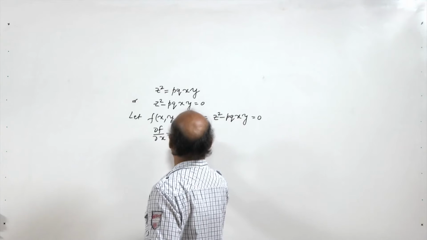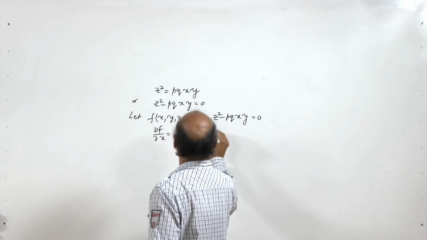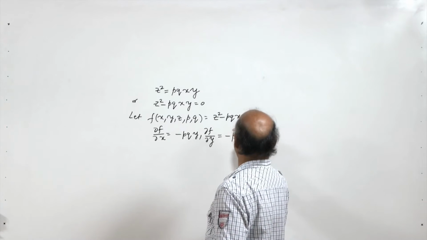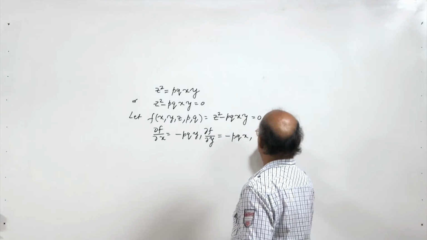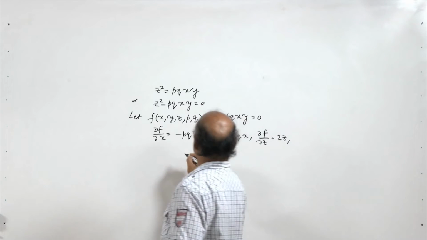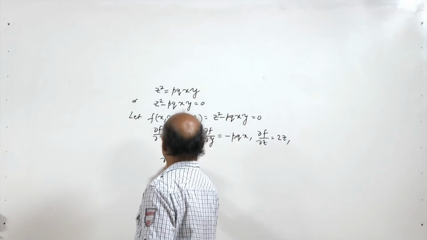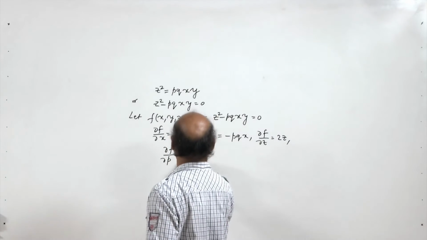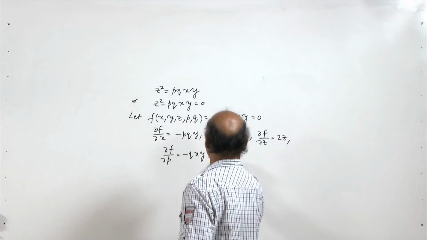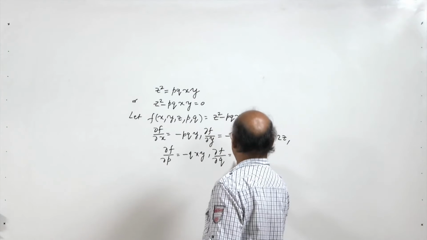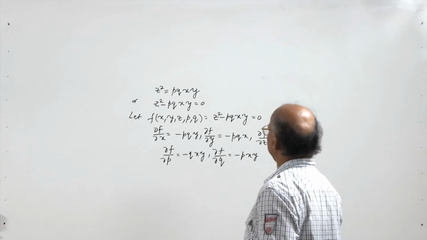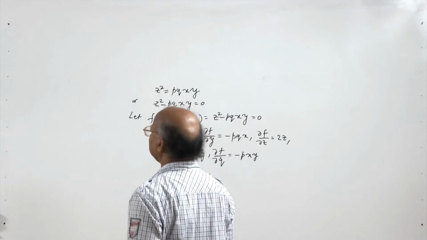This is minus p q y. Partial derivative with respect to y we can find, which is minus p q x. Now partial derivative with respect to z is 2z. Partial derivative with respect to p comes out to be minus q x y, and lastly partial derivative with respect to q comes out to be minus p x y. So once we have the values of these five partial derivatives of f, we can then write the subsidiary equations.